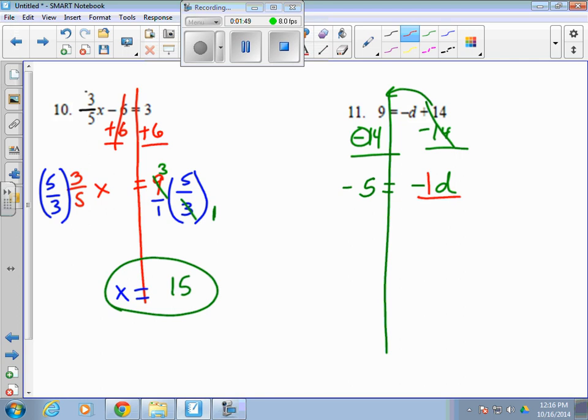Undo that by dividing by negative 1. If you do it to the right, do it to the left. A negative divided by negative is a positive. 5 divided by 1 is going to be 5. This will cancel out and give us just d. d is equal to 5.